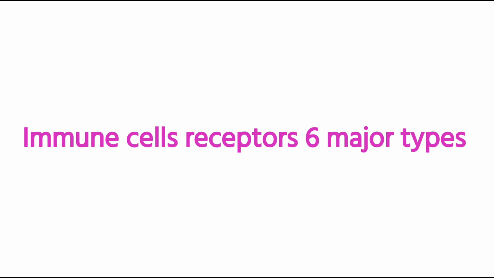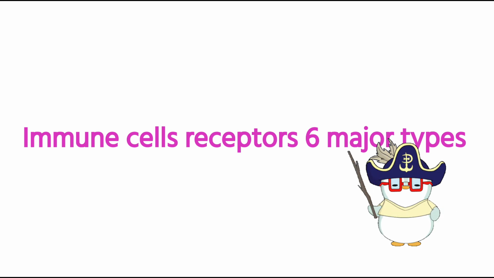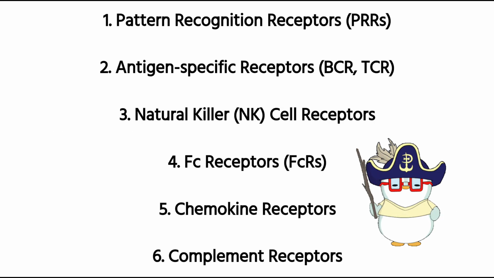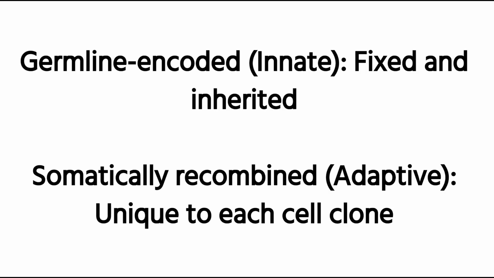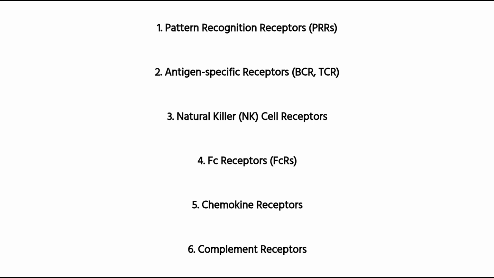So there are six major types of immune cell receptors: pattern recognition receptors, antigen-specific receptors, which are also of two types, BCR and TCR, natural killer cell receptors, Fc receptors, chemokine receptors and complement receptors. These are the six major types of immune cell receptor. So, immune cell receptors are two main kinds, innate and adaptive. Germline encoded and somatically recombined, and the six major types, are important.